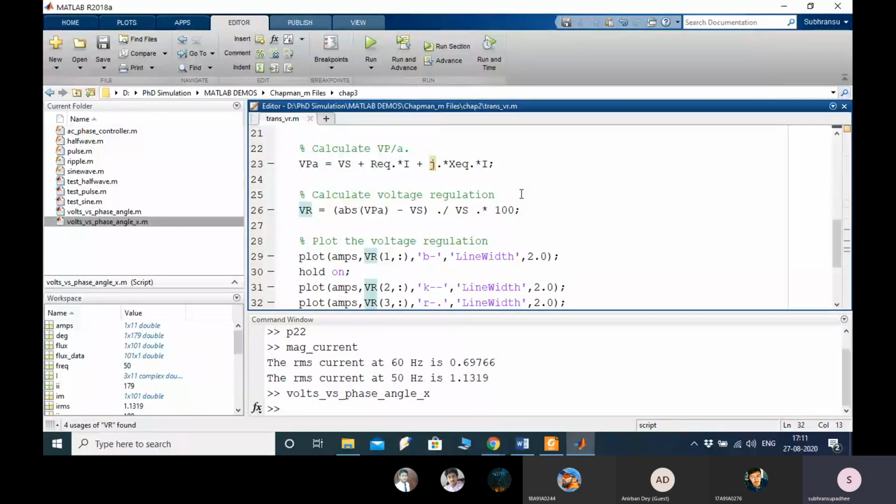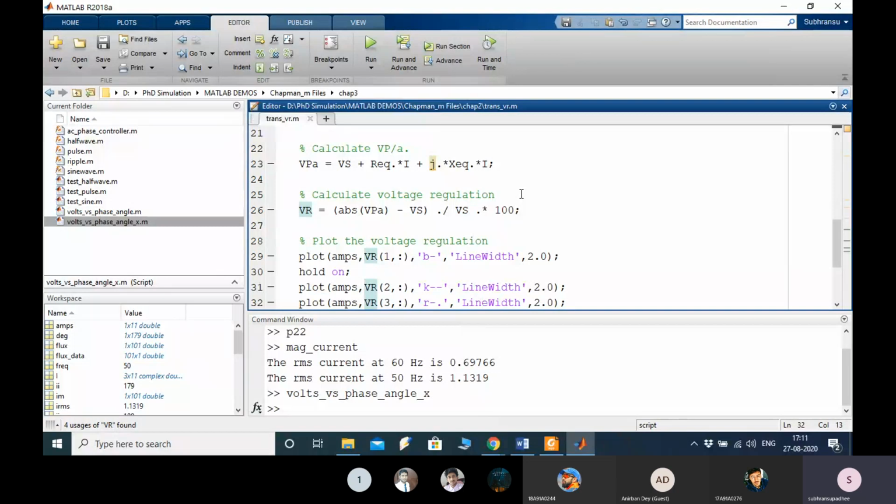Then you have to calculate the primary voltage, Vp, which equals Vs plus R equivalent times I plus j times X equivalent times I. VR, as we all know, the voltage regulation formula, is Vp minus Vs divided by Vs: the primary voltage minus the secondary voltage divided by the secondary voltage.